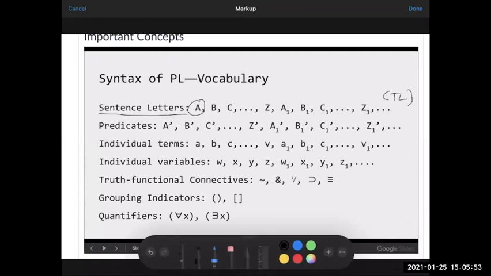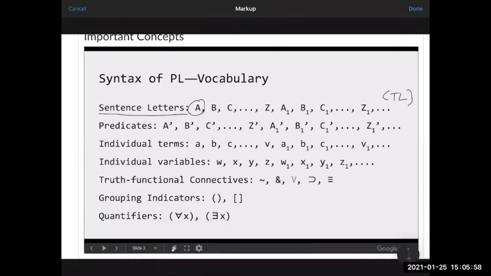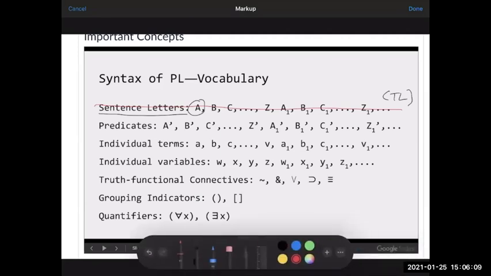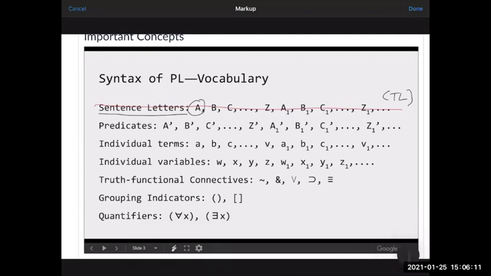However, we won't actually be using sentence letters in this class, only because the transition from TL to PL was to reap the benefits of the expressive power of PL, right? So we don't want to hamstring ourselves by still letting ourselves use sentence letters. So at least in this class, we're not going to be using them. They are part of the system, but we won't be really using them.